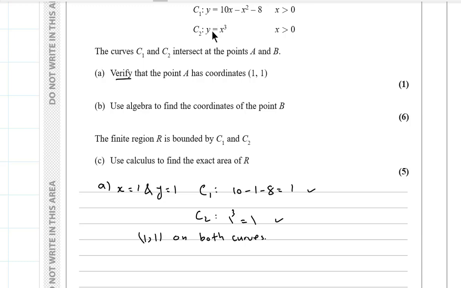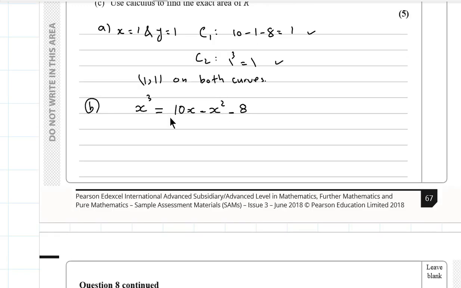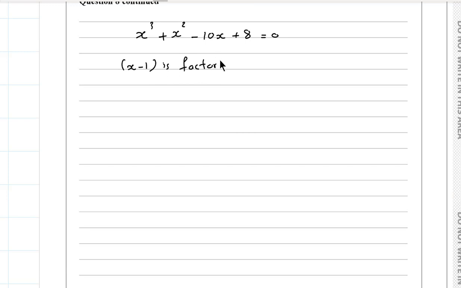B. Use algebra to find the coordinates of the point B. We will equate the two curves, of course, and then rearrange it and try to factorize it to solve it. But don't forget that x equals 1 is a root, or we can say that x minus 1 is a factor. To get the other factors, we can use long division, or we can compare coefficients. I prefer to use the method of comparing coefficients.